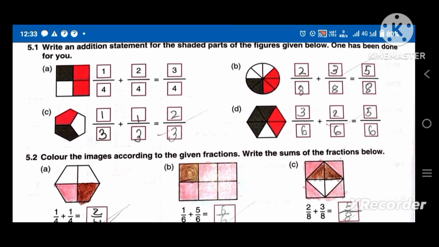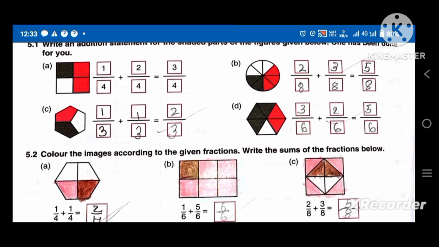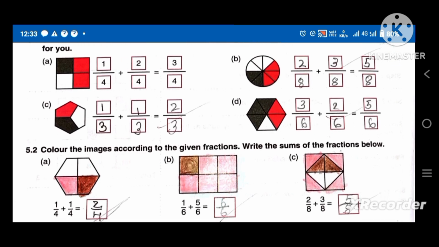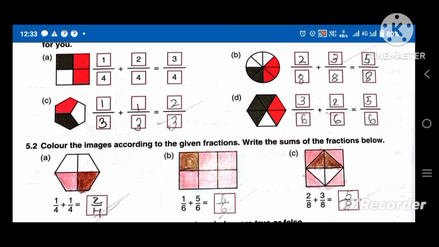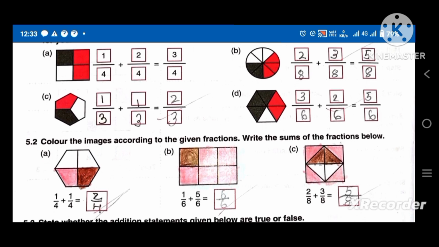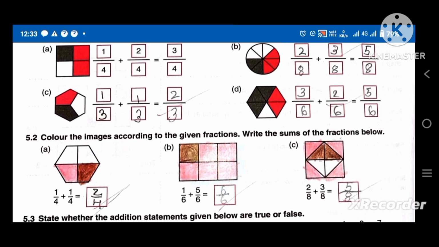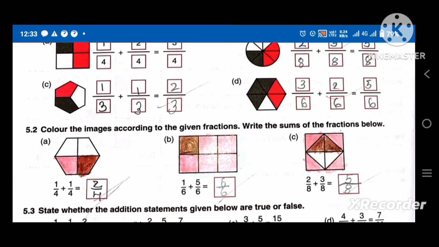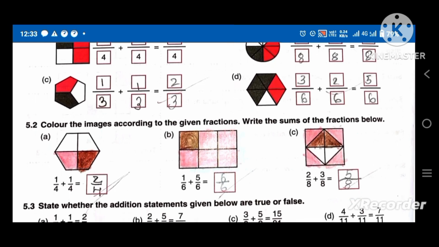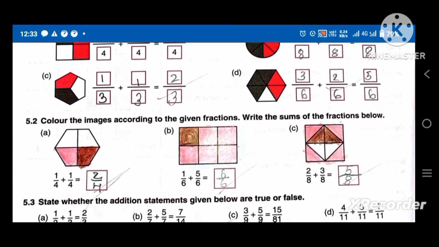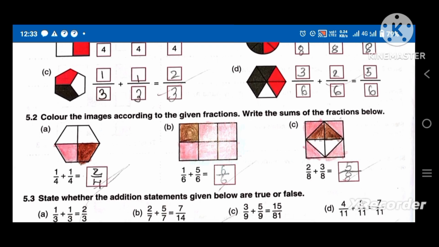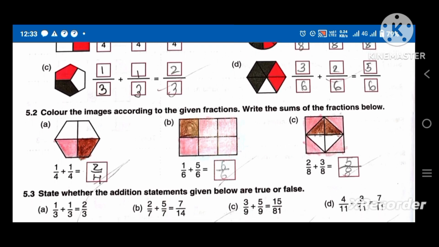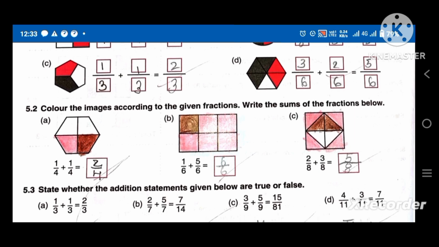Second one is, the whole parts are 8. Black color shaded 2 parts, 2 by 8, plus red color 3 by 8, is equal to total 5 by 8. C. 1 by 3 plus 1 by 3 is equal to 2 by 3. D. 3 by 6 plus 2 by 6 is equal to 5 by 6.